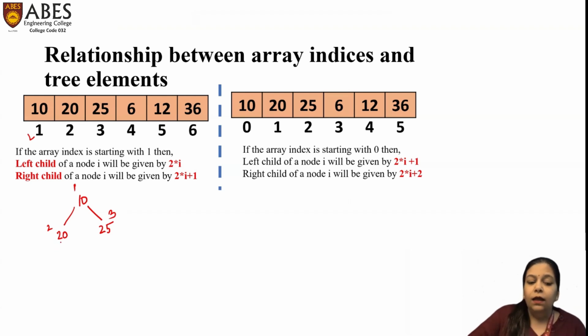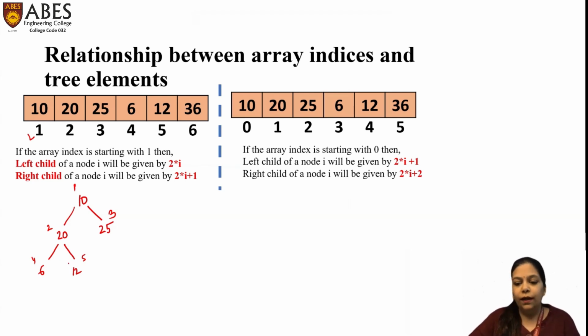Similarly, the left child of the node 20 having an index 2 will be 2 into I, that is 4. So the number stored at index 4 will become the left child of this node, and the number stored at index 2 into I plus 1, that is 2 into 2 plus 1, which is 5, will become the right child of this node. So in this way, the elements stored in the array can be represented as tree. But when we are going to implement this algorithm and the indexes will start from 0, at that point of time, for any node I, the left child will be represented by 2 into I plus 1. Right child will be represented by 2 into I plus 2.